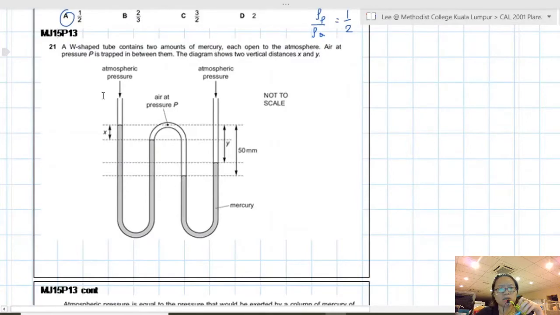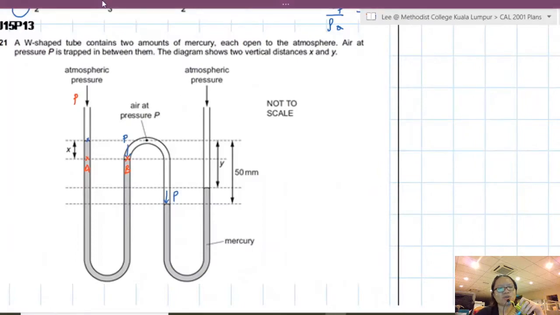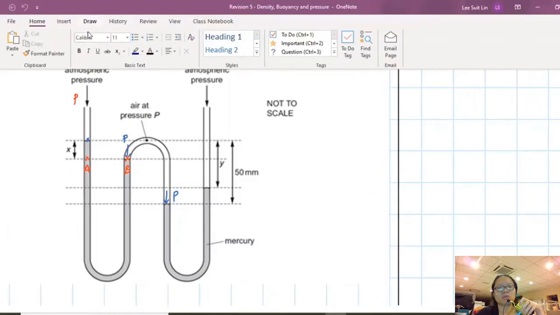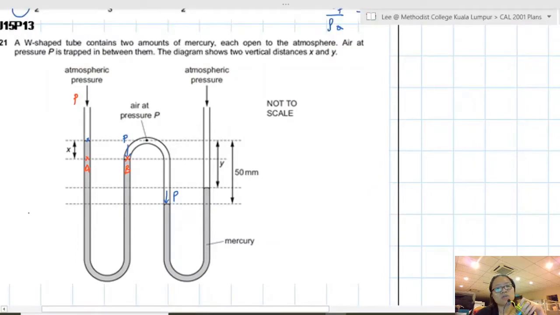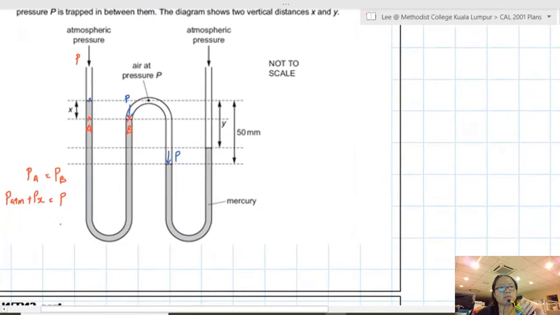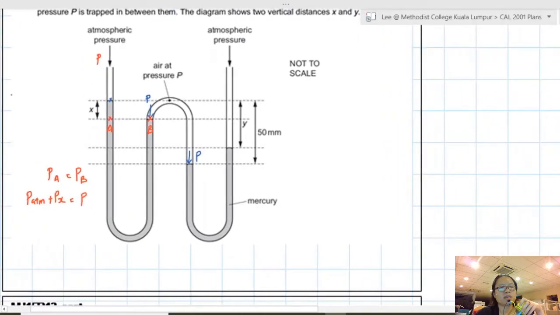Okay, look at this W tube, W, more like triple U. Okay, so they're asking you what are the possible combinations of X and Y. So I think the only thing I can do is same height, same pressure. So A is equal to B. Okay, pressure at B is pressure of gas P, and then what is pressing down on A is atmosphere plus X length of mercury.